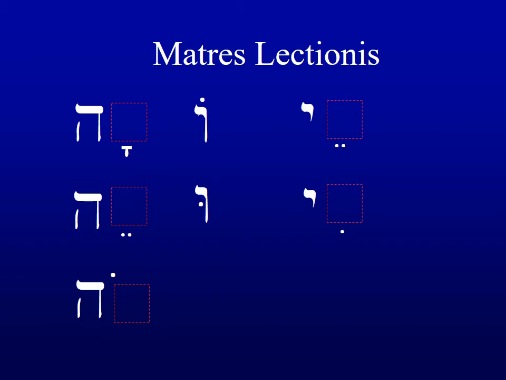So in sum, these are our matres lectionis. You have kamatz he, tsere he, holem he. You have holem vav and shurek. You have tsere yod and hirek yod. You'll see these a lot, so get comfortable with them.